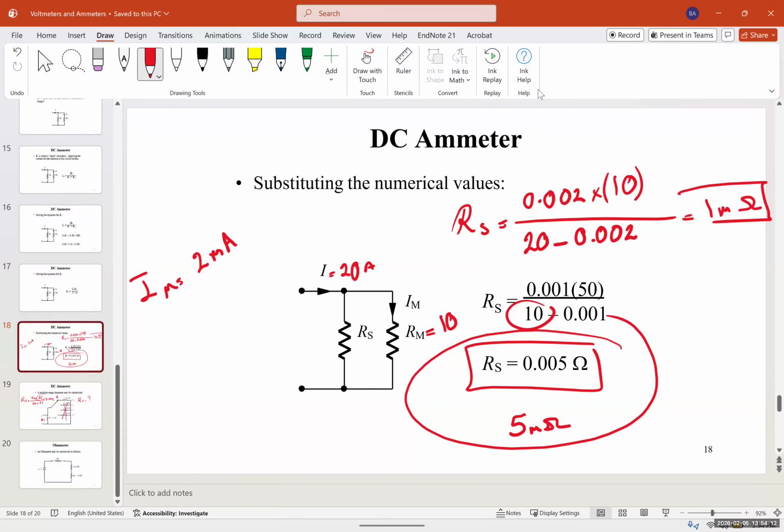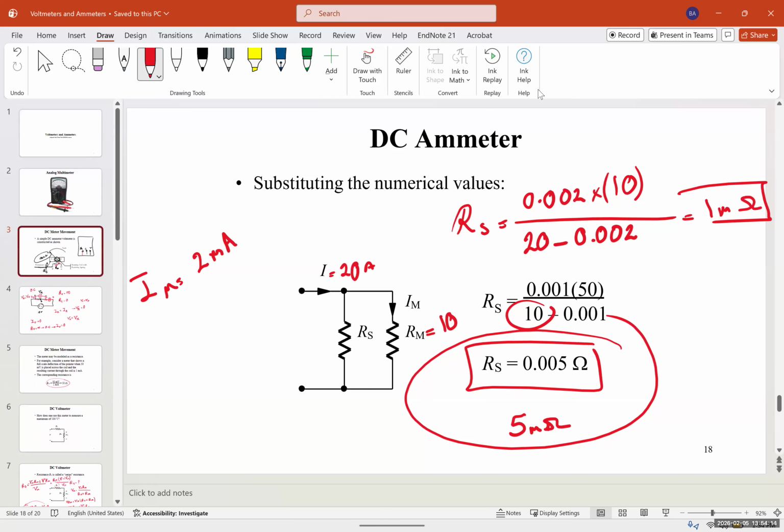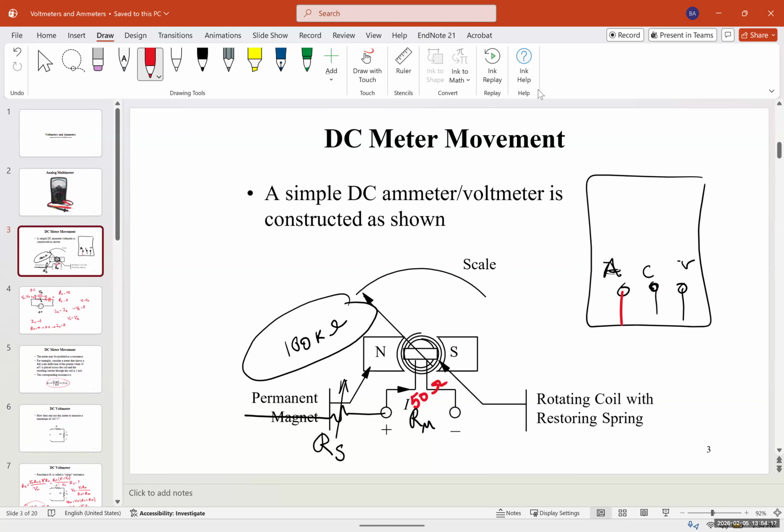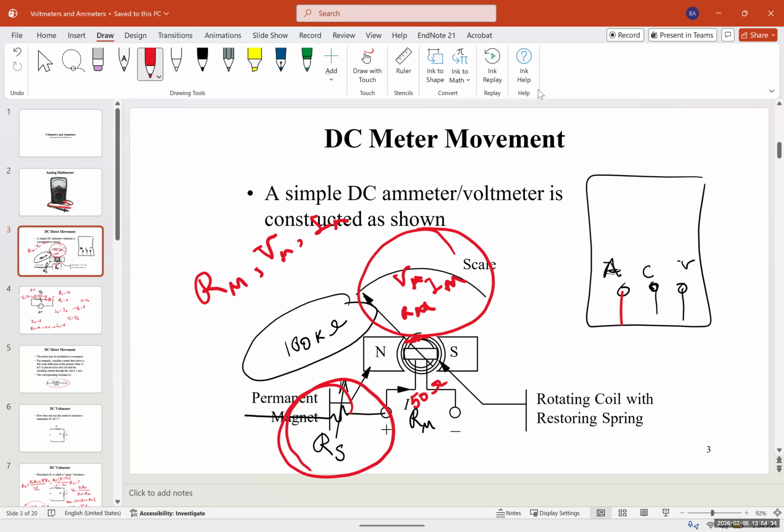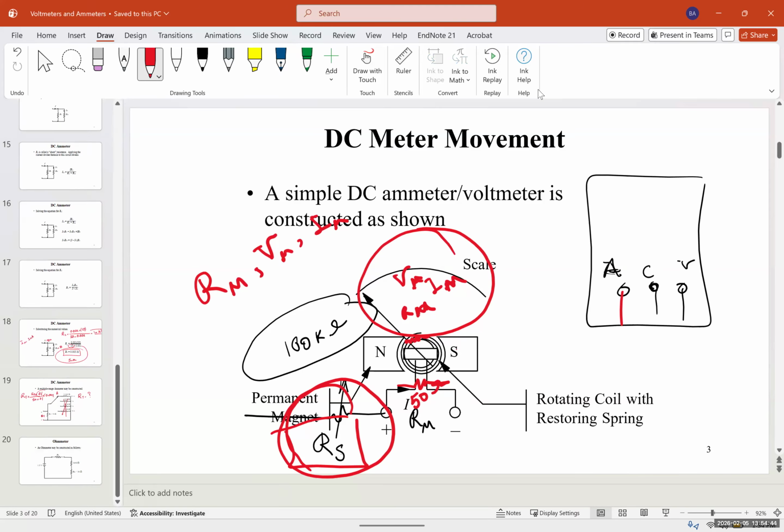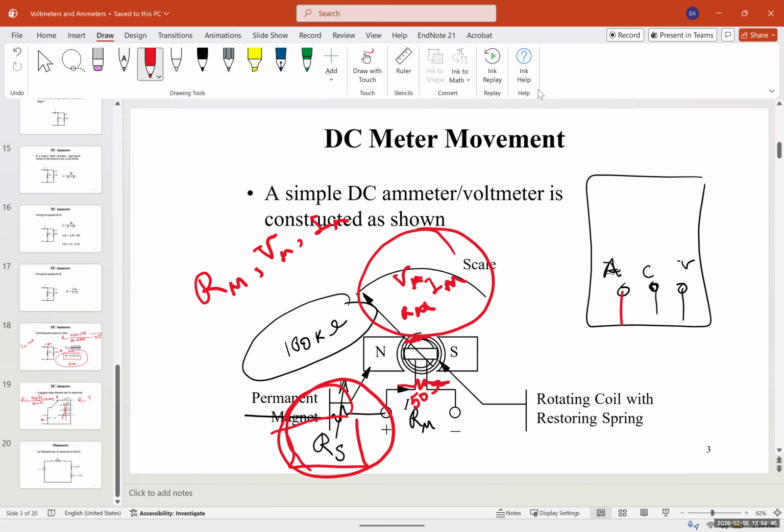I'm sorry if I explained it a little hard, but again, RM is the resistance of this. I'm going to call it RM, and VM and IM is the current passing through these. We don't have any control over these three, VM, RM, and IM. The only thing that we have control over and want to measure is RS. So we model the coil with a simple resistor to make our job easier.